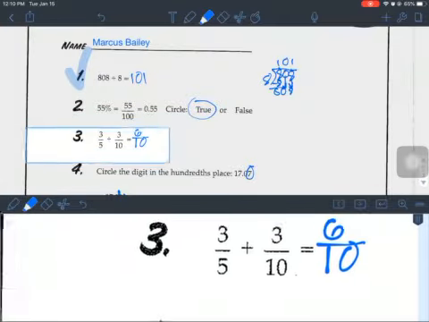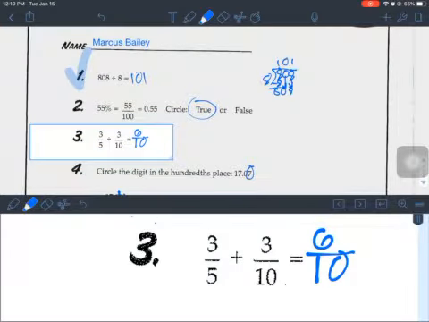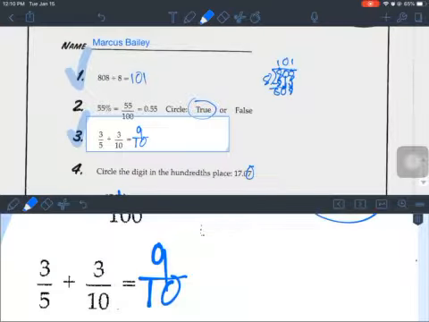We have 10, 10, 10. Class, what's 6 plus 3? 9. Let's try this again. What's 6 plus 3? 9. Your answer is 9 tenths for number 3. Who picked number 3? Tenths, though. Aiden, sign your name.